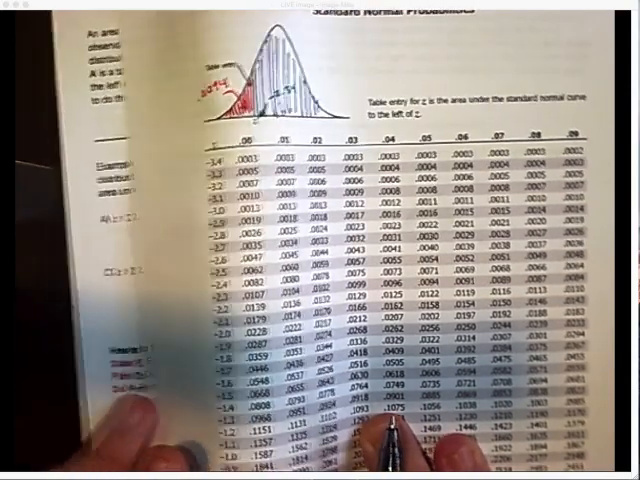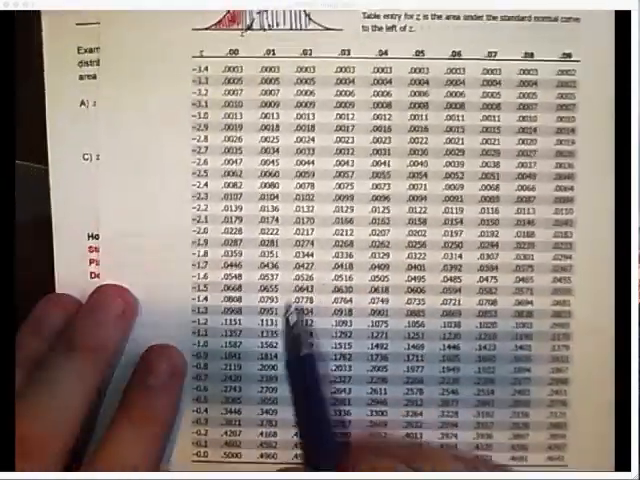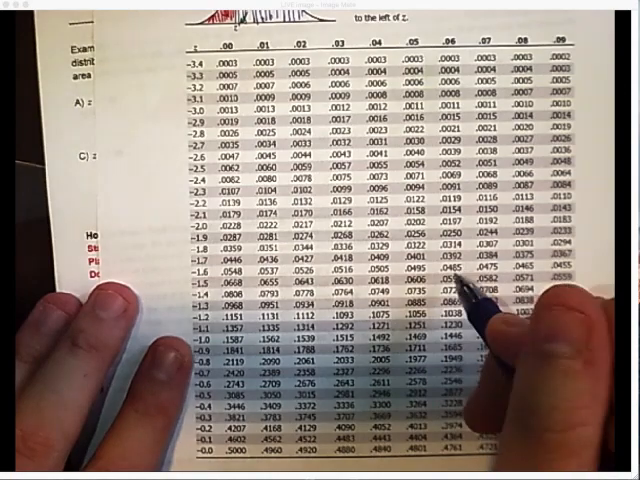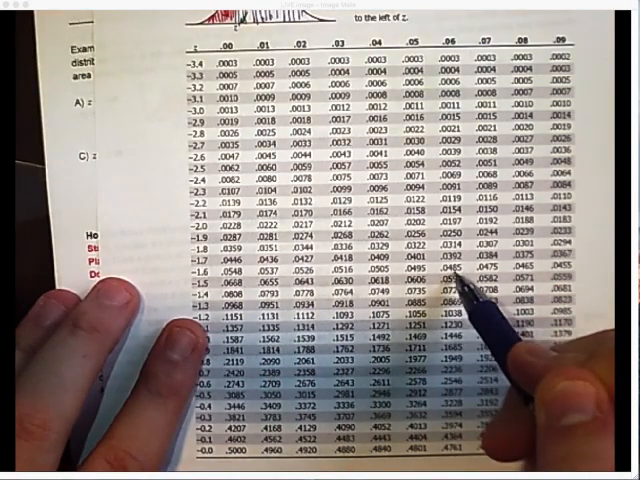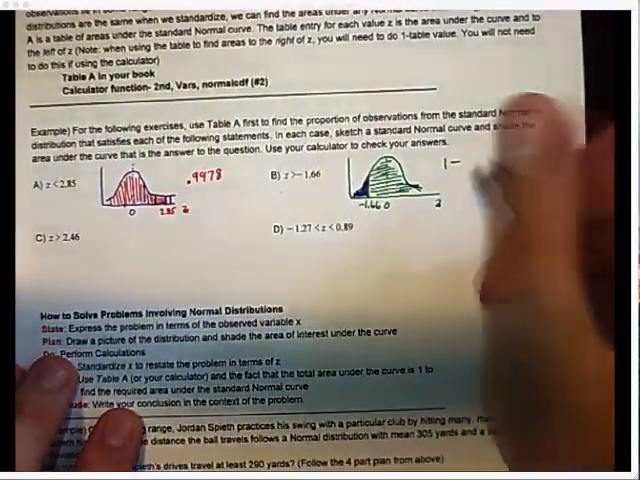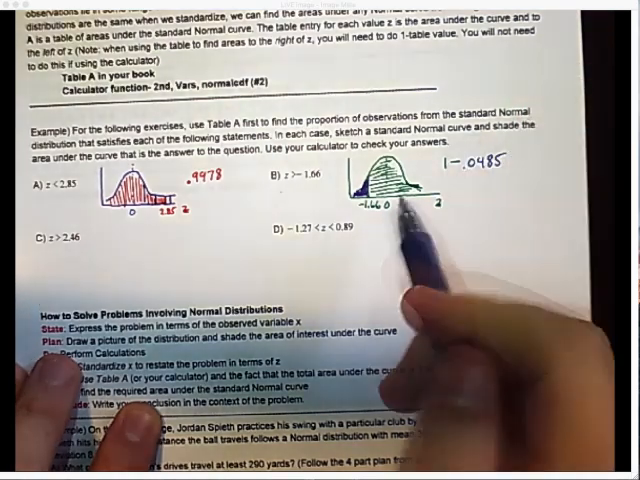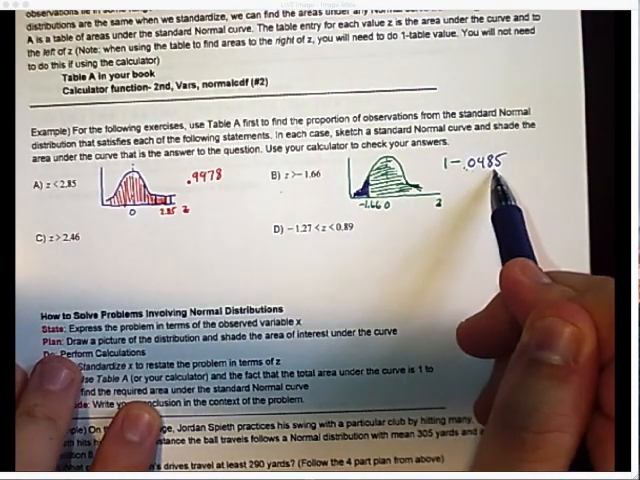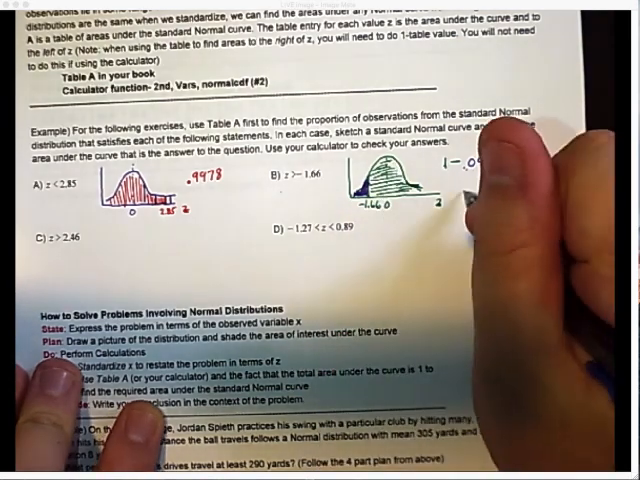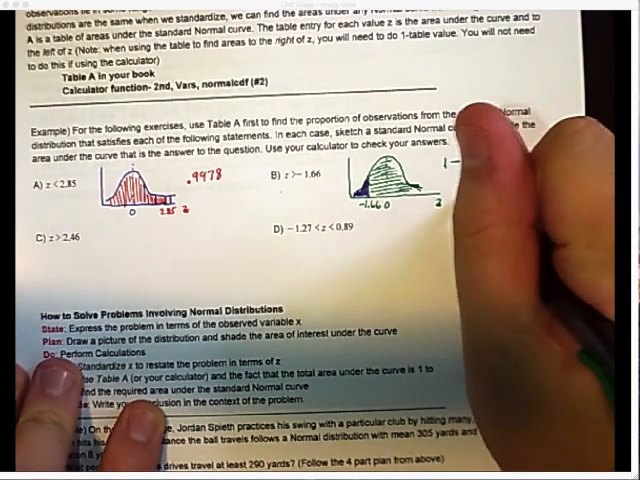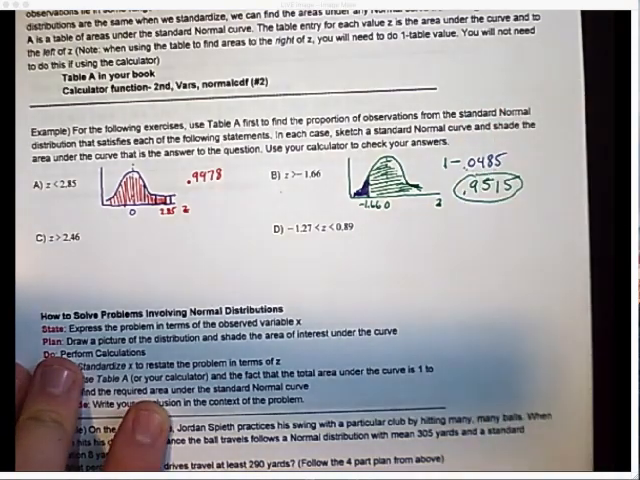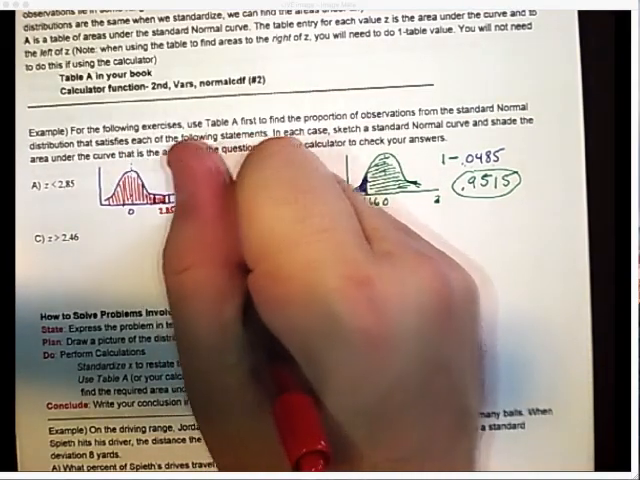All right, I'm going to look at my table. Negative 1.66, here's negative 1.6, 0, 1, 2, 3, 4, 5, 6. 0.0485. So again, this blue area is the 0.0485 from the table. I have to subtract that from 1 because I want the area to the right. So if I do that, I get 0.9515. And we will check these on the calculator. I'll show you how you can do that fairly easily.